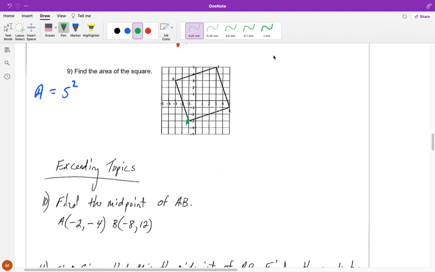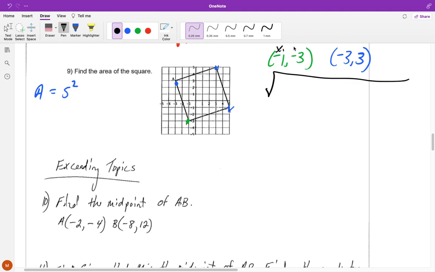Here I have a point -1, -3. And here I have a point of -3, 3. Why I picked those? No reason. Maybe you might want to pick one of these two since you have more positive numbers, but it doesn't really matter. But the square root, so I'm going to say this is x1, y1, and this is x2, y2.